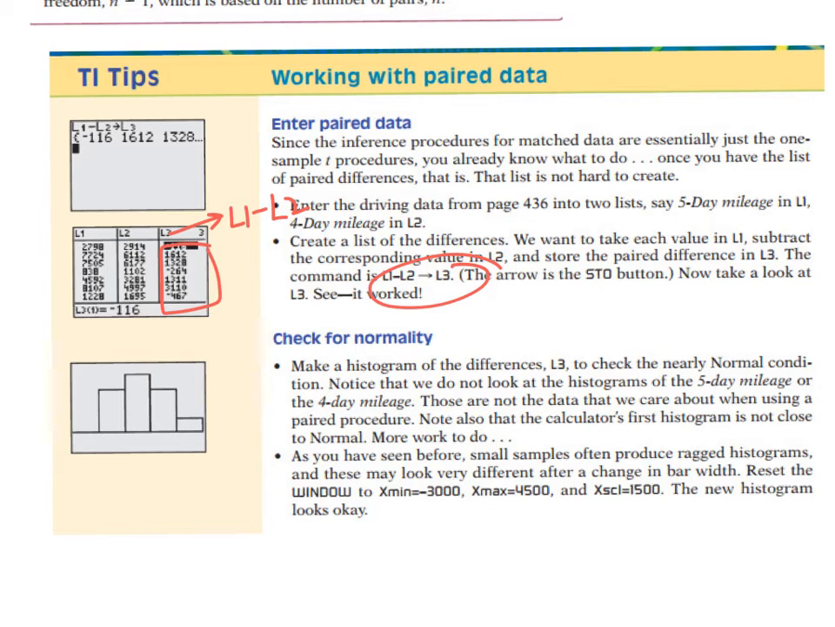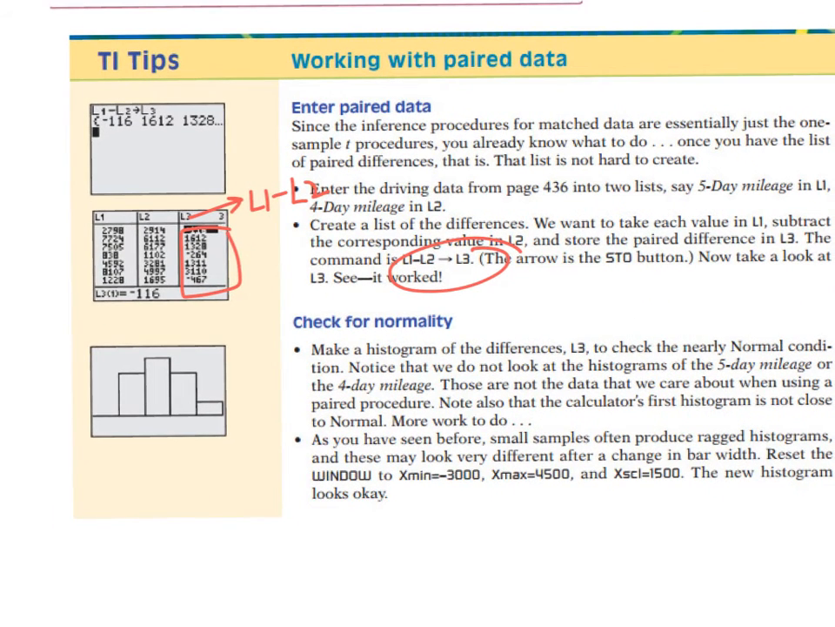But one thing to be careful of is when you're checking the nearly normal condition, you want to make sure you're graphing your differences. So you actually would be graphing L3 here. A quick reminder in your calculator: if you go to stat plot, second Y equals, hit enter and have your data on, just make sure that if you're trying to graph a normal model, you toggle over to histogram, and then make sure L3 is listed in there. With paired data, that's the only big difference: you want to graph L3 to see if it fits the nearly normal condition.